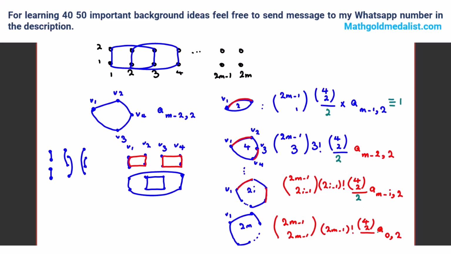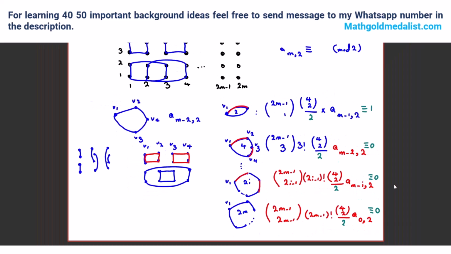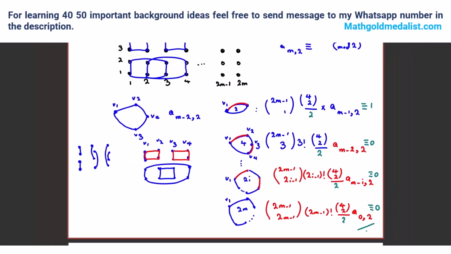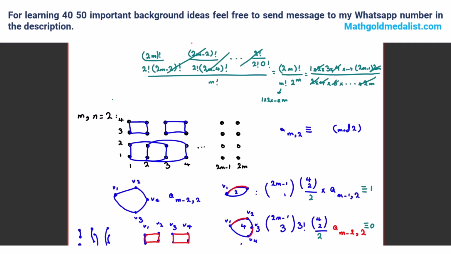Over 2, over 2, over 2. So this one is 0, this one is 0, because 3 factorial, 5 factorial, all of them are even, 0. So if you add all of them, 1 plus all these zeros would be 1 mod 2. So we proved it is odd. It was approach 1 here.